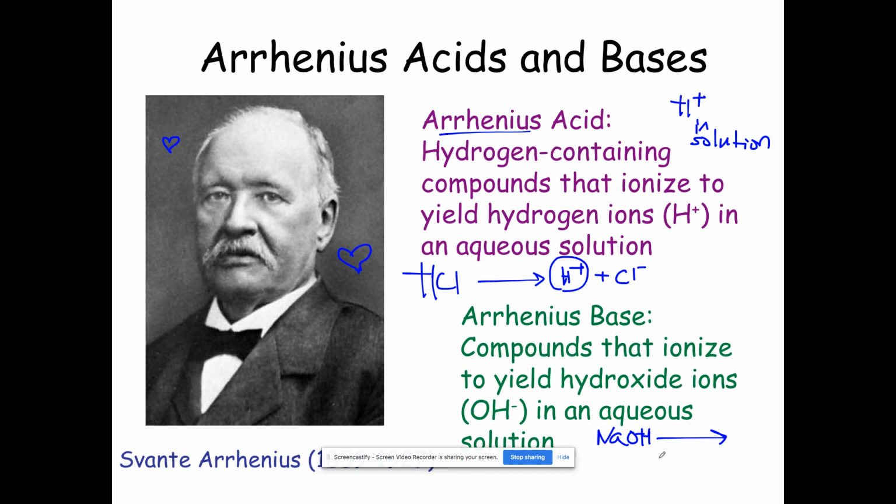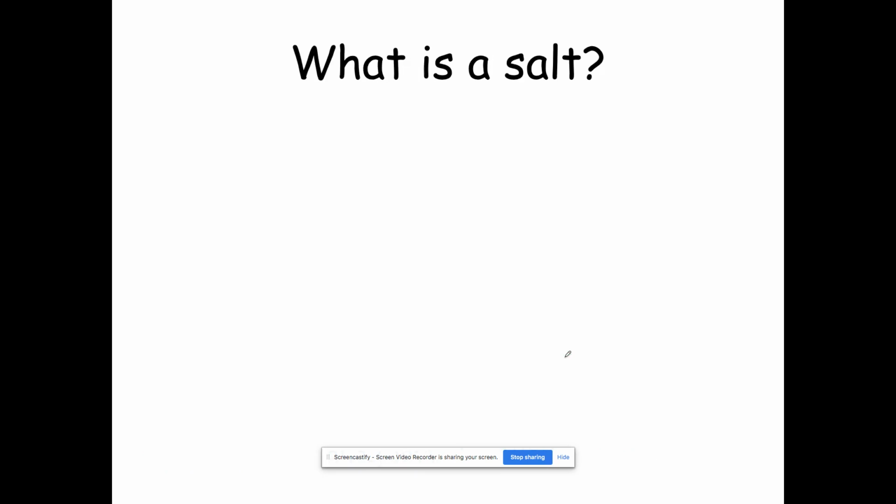So when you give that off, you're going to have sodium ions, Na plus, and hydroxide. And since it produces OH minus in solution, we consider it a base under the Arrhenius theory. Okay, so the Regents loves Arrhenius theory. Again, that's not the only correct theory, but it is one correct theory.